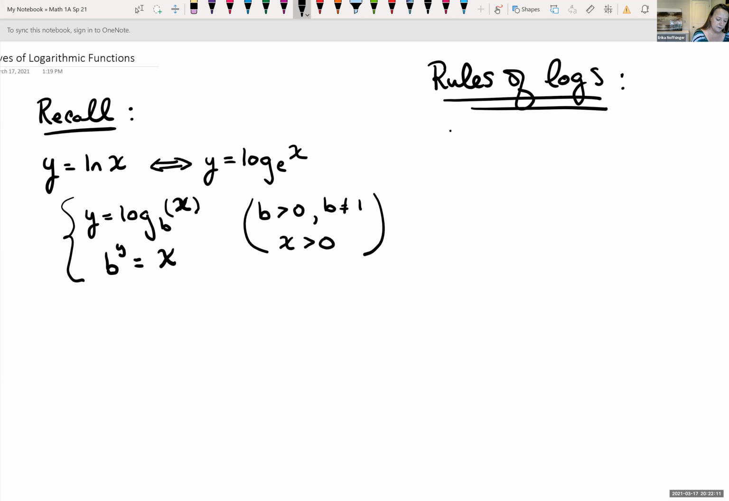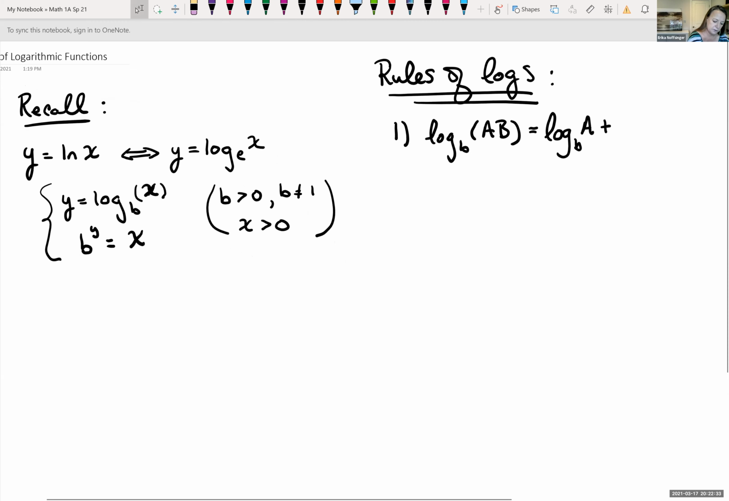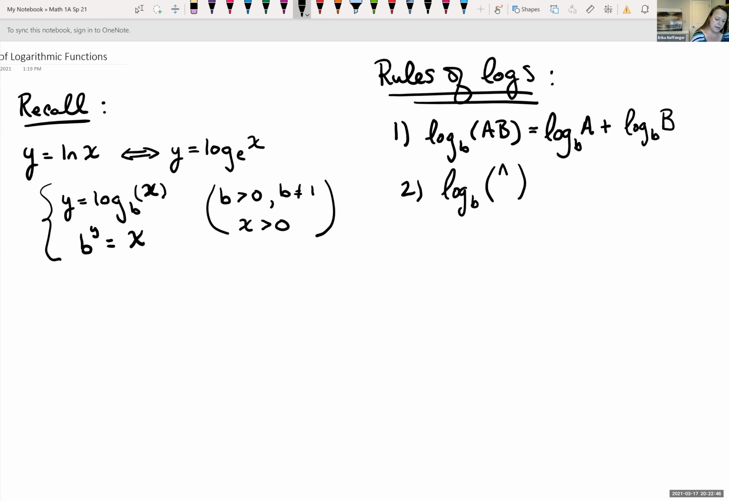And so recall, if you had, let's say, log base b, and we were multiplying two things together, so let's say capital A times capital B, we could rewrite this as a sum of two logs, log base b of A plus log base b of capital B. If we had division, so if we had log base b of A divided by B, we can break this down as a difference of logs: log base b of the numerator, capital A, minus log base b of the denominator.